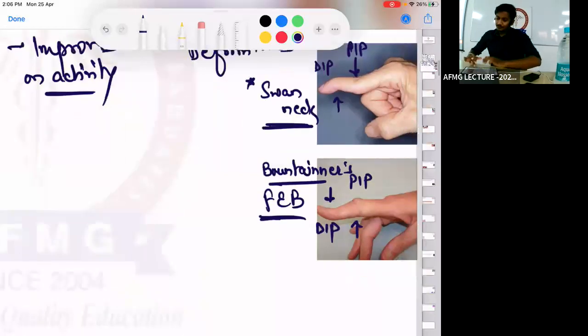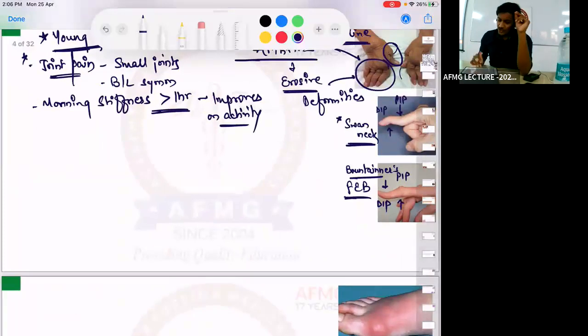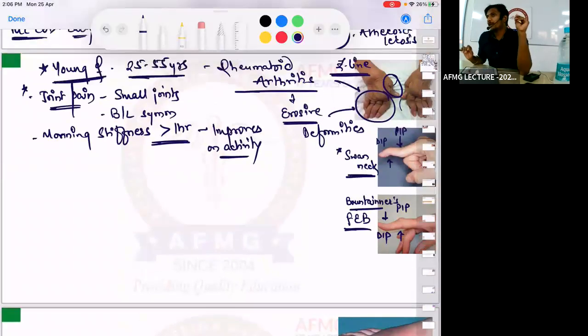ठीक है? Then which joint is not involved in cases of rheumatoid arthritis? ये सबको पता होगा. So please remember, DIP joint is never involved in cases of rheumatoid arthritis.